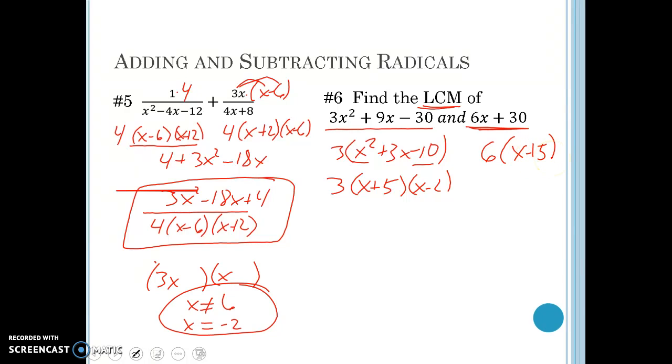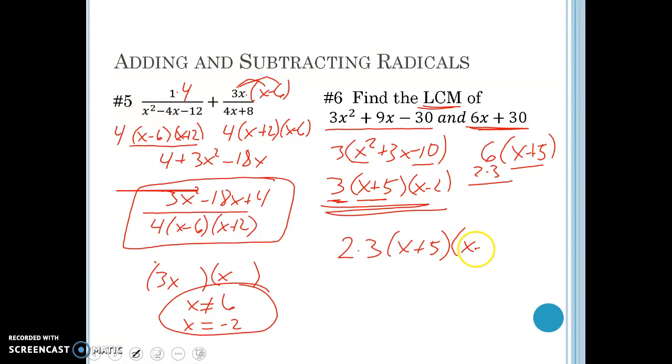So what do I have in common here? I could actually take this 3 or this 6 here and make it 2 times 3. And so I'm going to have a 2 times a 3 times the x plus 5. I need to put down all the factors here, and then put any factors from this list that I don't already have. Well, I have the 3, I have the 5, what I don't have is the x minus 2. And so the least common multiple, I'm going to leave it in factored form, would look like this.